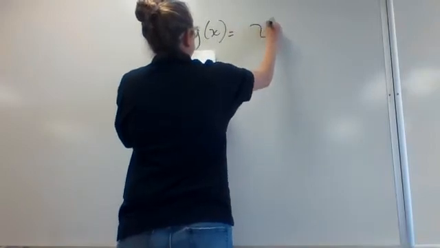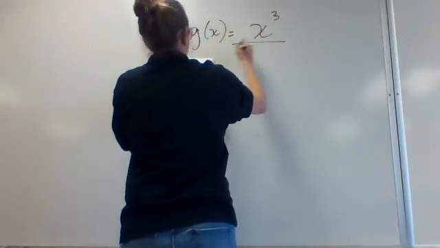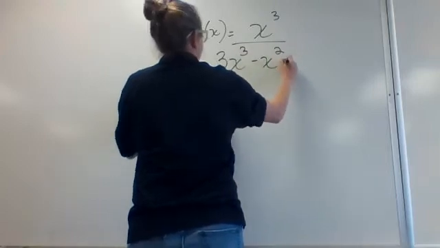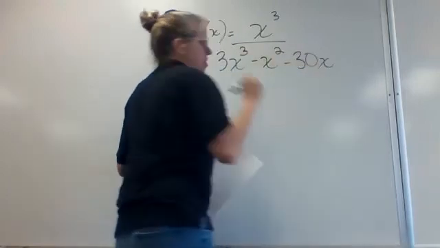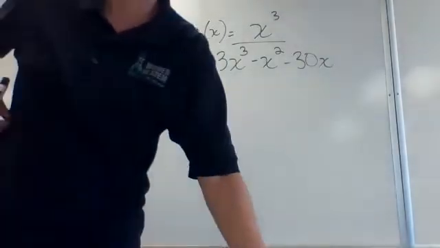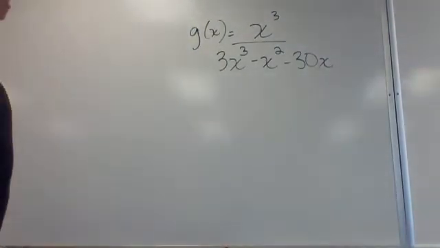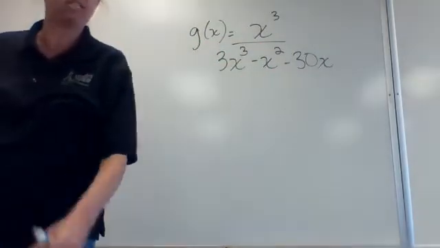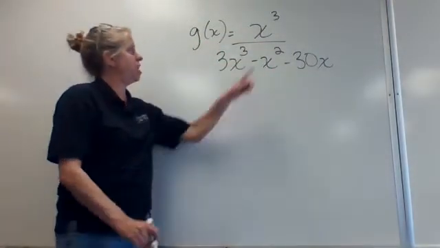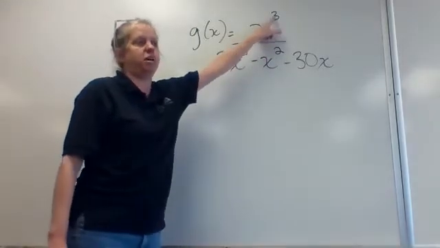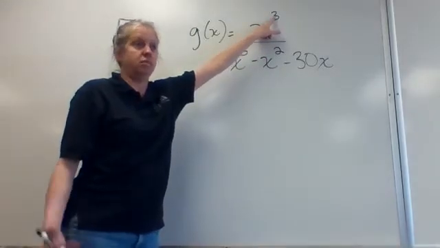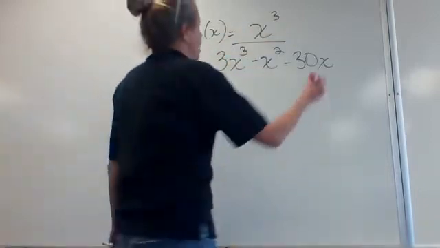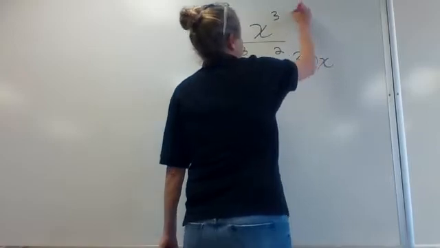G of x equals x to the third over 3x to the third minus x squared minus 30x. Okay, let's go ahead. Since there is an x in the numerator, let's think about what its 0 would be. What number, when you plug it in for x and cube it, is 0? 0, right? 0 to the third power is 0. So that's going to be the 0 of the numerator. So let's just keep that in mind.